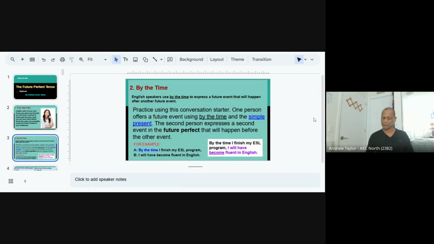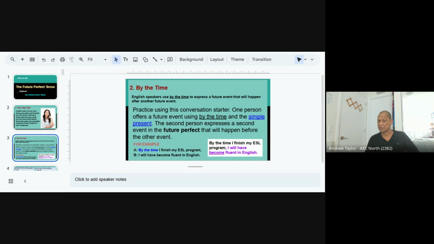By the time. In English, we normally use by the time to introduce an action in the simple present with the action in the future perfect tense. English speakers use by the time to express a future event that will happen after another future event. Practice using this conversation starter.